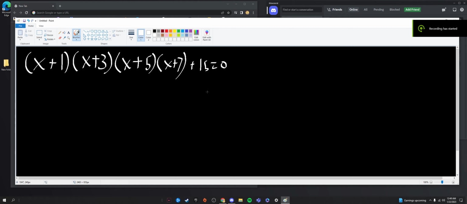Hey everybody, today I just wanted to go over this little discovery, conjecture, whatever you want to call it. I was looking at some math and saw this problem: x plus 1 times x plus 3 times x plus 5 times x plus 7 plus 15 equals 0. Obviously we're trying to find what values of x make this 0, and of course we have 4 x's. This is a quartic.